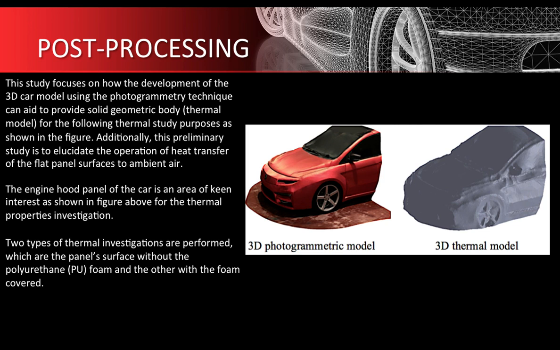The heat transfer by radiation occurs when the heat is dissipated from the running engine to the surface below the hood panel. The heat gain is then transferred through microscopic collision of particles, or conduction, across the length of the panel's thickness towards the inner surface of the polyethylene film, and finally transferred by forced convection. Two types of thermal investigation are performed: the panel surface without the polyethylene film and the other with the polyethylene film covered.